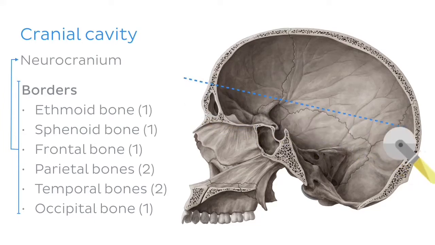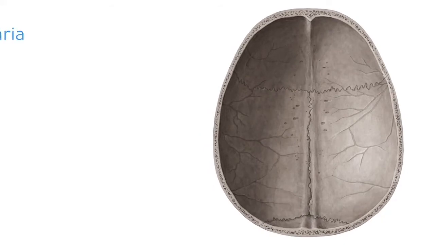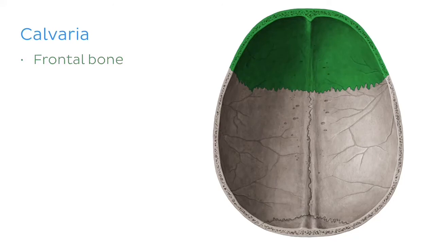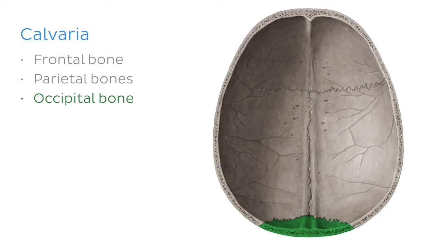So let's look at the cranial cavity from some different aspects now to get a better appreciation of this space. So first, we're going to be looking at the top of the skull, and this is called the calvaria. And the calvaria is made up of the superior portions of the frontal bone, the paired parietal bones, and the occipital bone. And these bones make up the superior border or the roof of the cranial cavity.